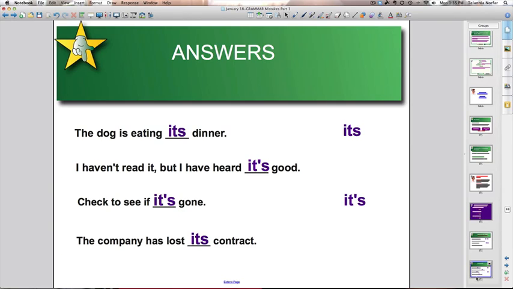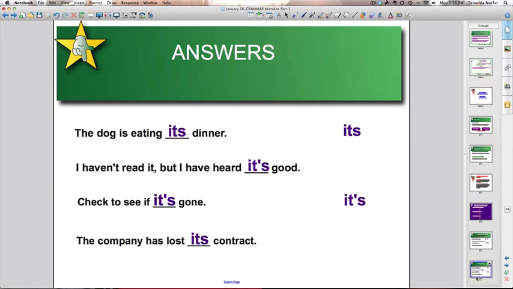Okay, here are our answers. The dog is eating its dinner. Remember, it belongs to the dog, so that's why we didn't put the apostrophe. It has or it is dinner wouldn't work. I haven't read it, but I've heard it's good. It is good, but I have heard it is good, so the apostrophe works. Check to see if it is fits.